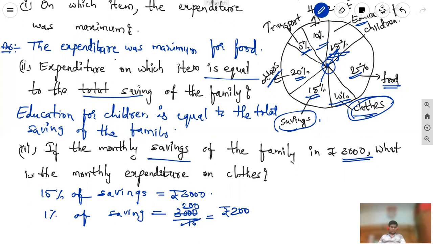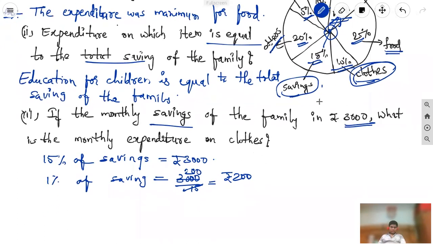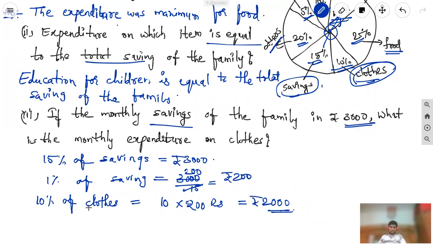For clothes, the expenditure is 10 percentage. 10 percentage of clothes is equal to 10 into 200 rupees. It is equal to 200 into 10, 2,000 rupees expenditure for clothes. This is the answer. Okay.